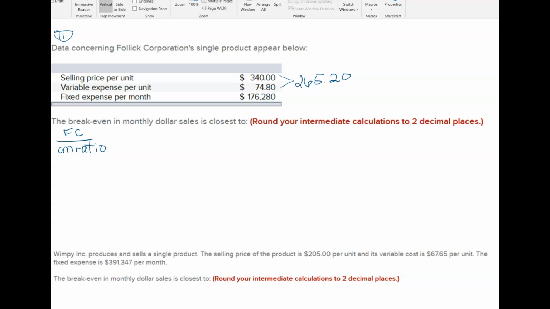That is the contribution margin. Take the contribution margin and divide it by sales of 340, and we get a contribution margin ratio of 0.78. Now fixed cost is 176,280 divided by the 0.75, and we get 226,000 is our break-even point in sales dollars.